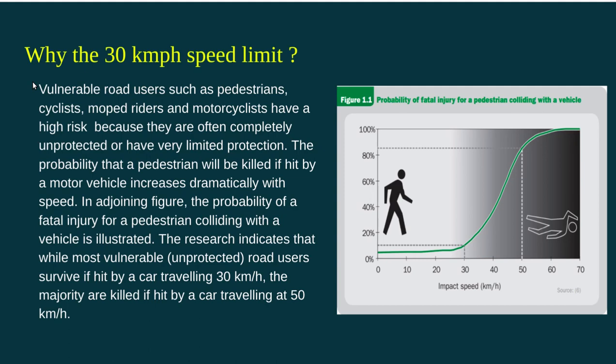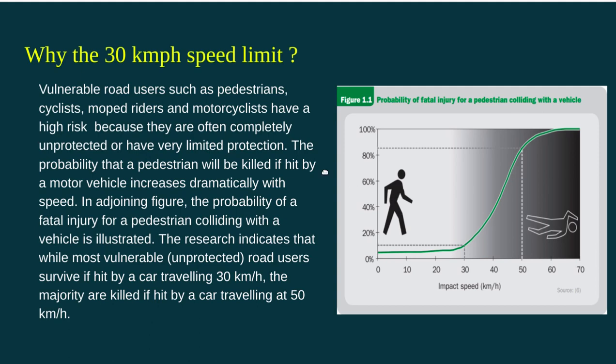In the adjoining figure, the probability of a fatal injury for a pedestrian colliding with the vehicle is illustrated. If you look at this plot, we can see that the fatal injury probability has a steep slope at the 30 kmph mark, and it is almost 100% at the 60 kmph mark. The white zone is the safe zone where the injuries are not very serious, but the grey zone and the black colored zone are where fatal injuries may be caused.